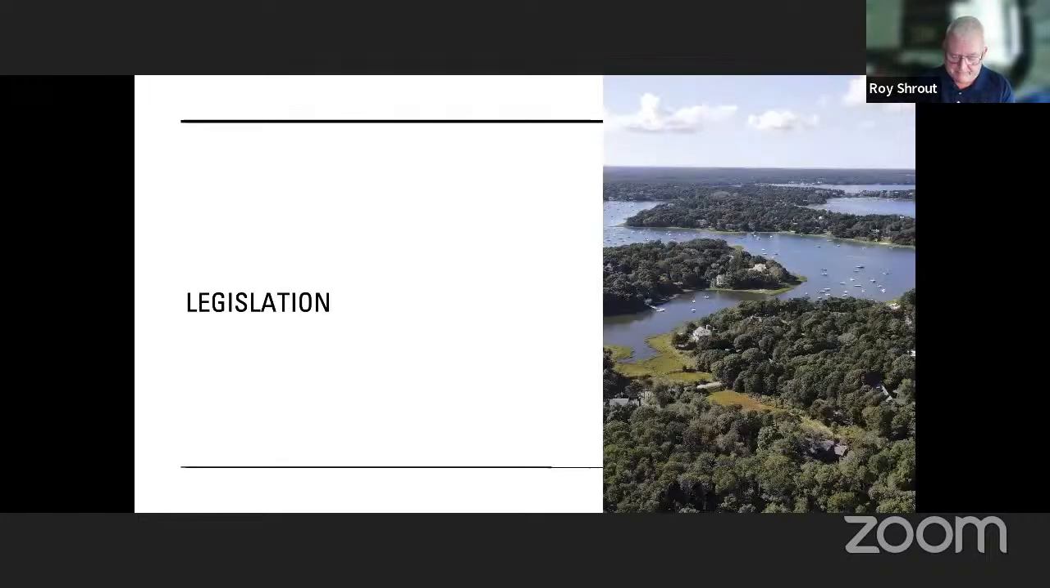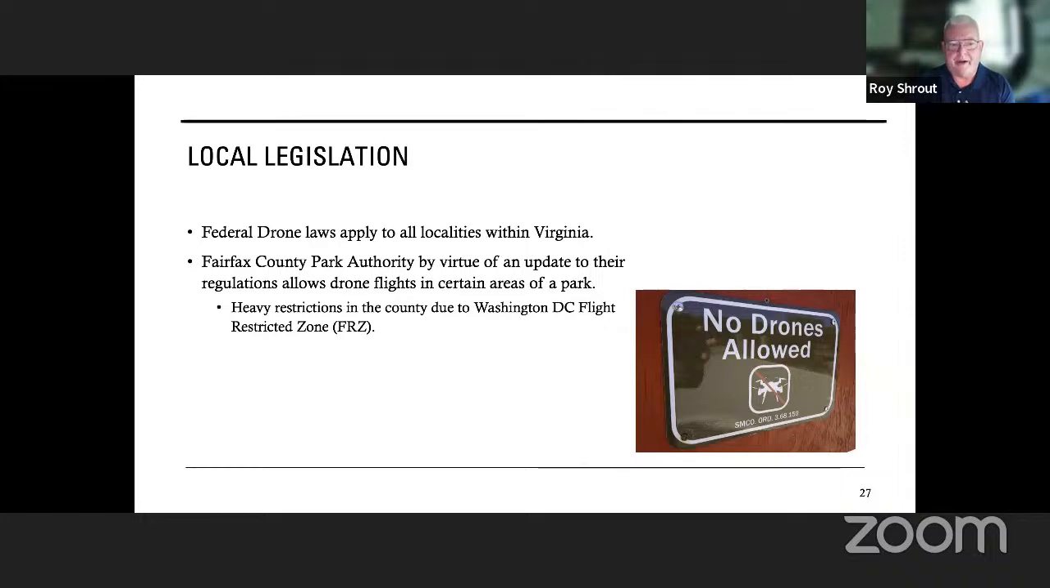All right, legislation. There's not a whole lot of local, okay? But all federal drone laws, FAA drone laws, are applicable in all localities within Virginia and every other state, period. Again, part of my public safety background when I retired in 2019: the Fairfax County Park Authority can take the drone laws and restrict even further, not by creating a new law, but by creating regulation. And so they did do that. So in certain parks you can fly, certain parks you cannot fly. The state law gives them authority to do that.